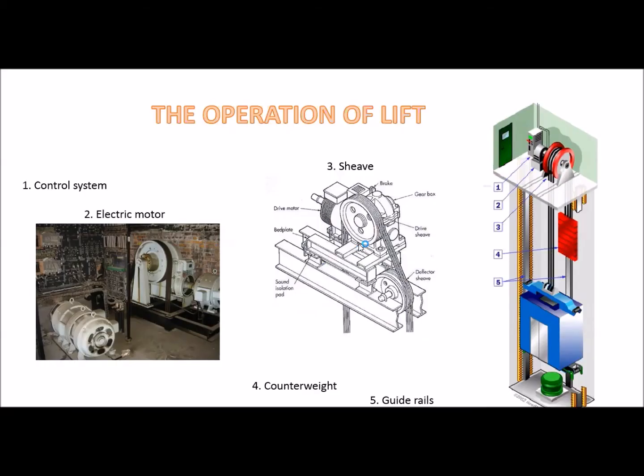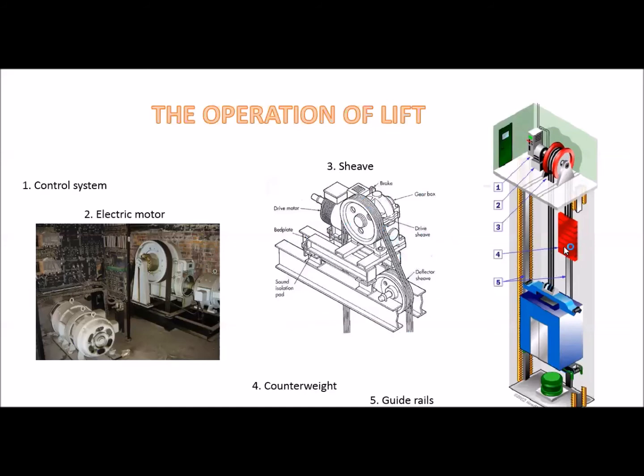Next, I will explain the operation of the lift. The most popular type of lift is the rope lift. So this is the image of a rope lift. The voltage supplied to the rope lift is 415 volts. The main part of this motor is located at the top of the elevator shaft over here. As you can see, there is a control system, electric motor, and sheave. The sheave over here looks like this, but in reality, the sheave is like this. These are some of the components, like the deflector sheave, drive motor, and so on.